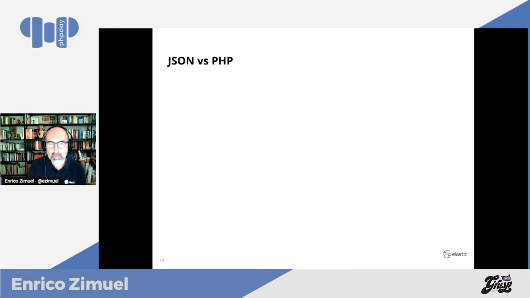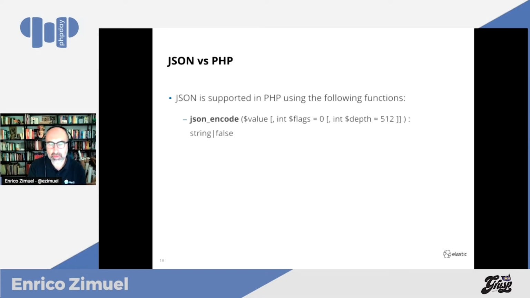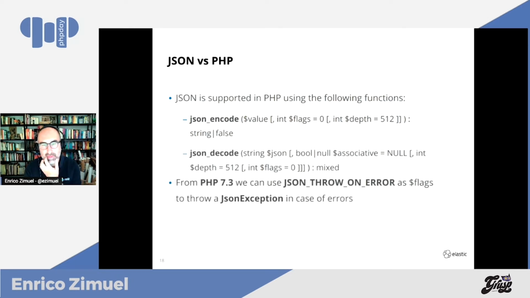Okay. Everything is managed by JSON because Elasticsearch uses JSON by default as data format, sorry. In PHP, JSON is supported, as you know, using the json_encode and json_decode functions. And starting from PHP 7.3, there is also the JSON exception. So you can specify using the constant JSON_THROW_ON_ERROR. So you have to pass a flag, basically, that generates the JSON exception.